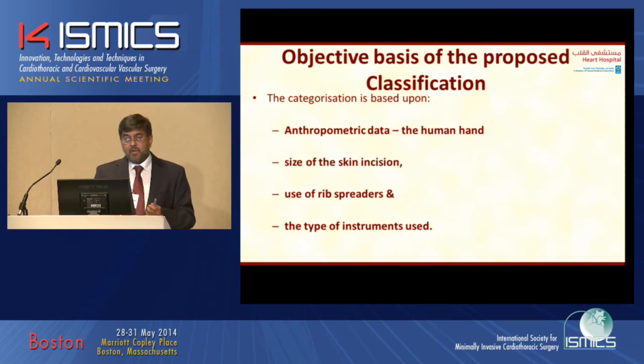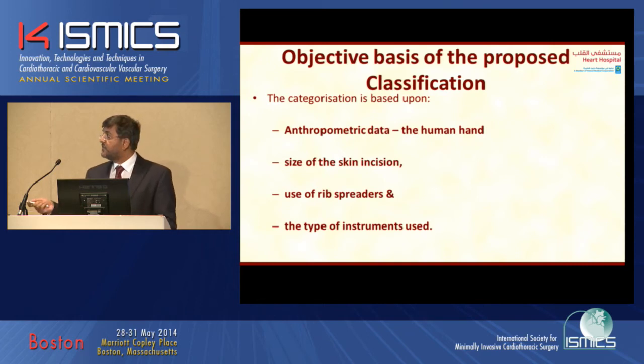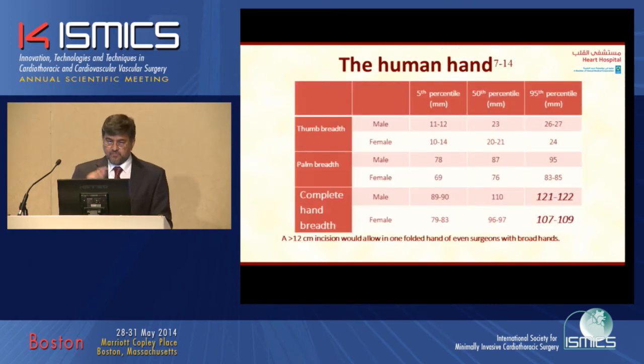I have humbly attempted to categorize this on the basis of the size of the skin incision, which is relevant to the surgeon's hand on the basis of the anthropometric data, whether you use a spreader, and what kind of instruments you use. These are the 4 criteria. Now, kindly look at it for half a minute.